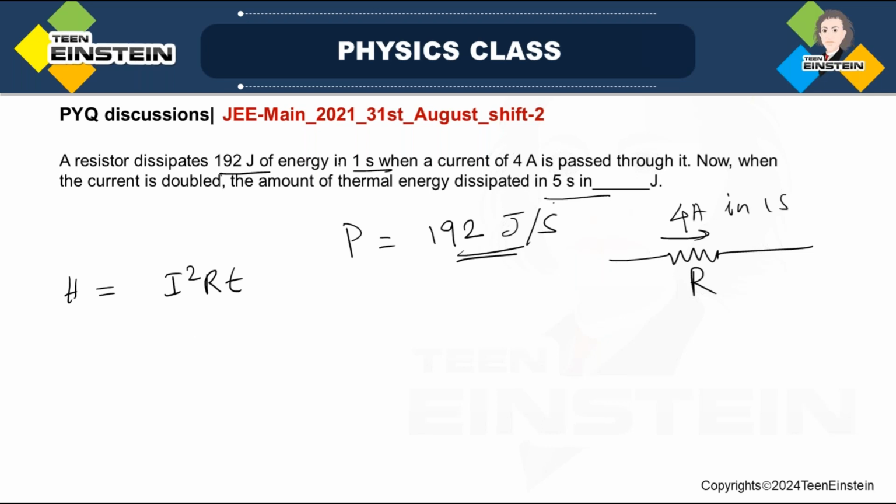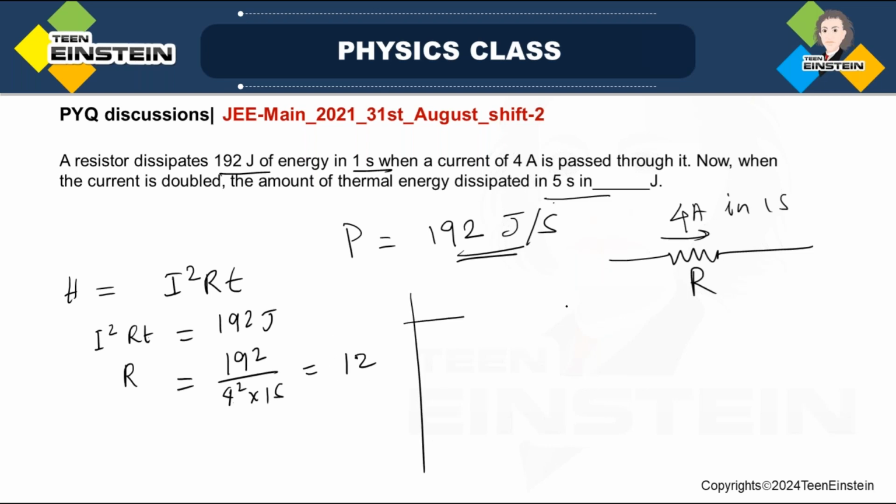I square RT. If I just apply the first condition, I square RT is equal to 192 joule. When my T is 1 second, I is 4, so R I can find out. R is 192 divided by 4 square into 1 second, so this will give you 12. 16 into 12 will be 192. So you'll get the resistance of the resistor, this is in ohm.